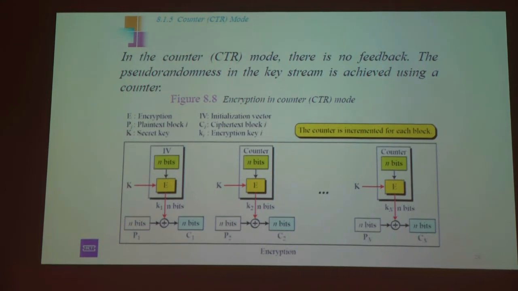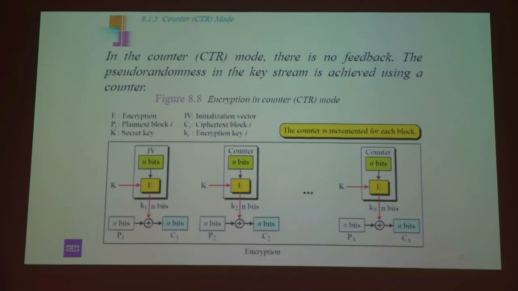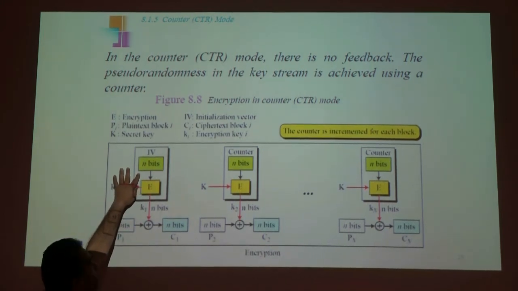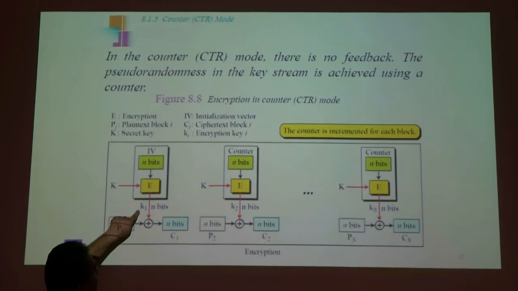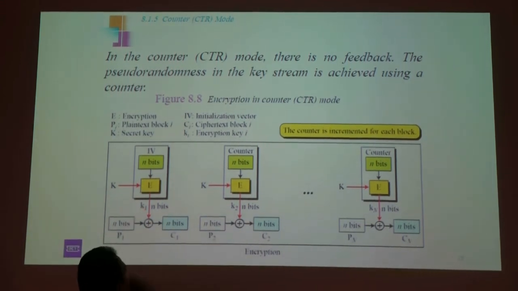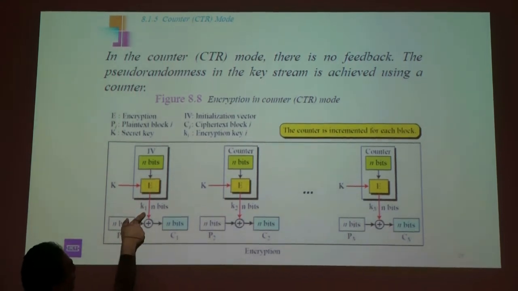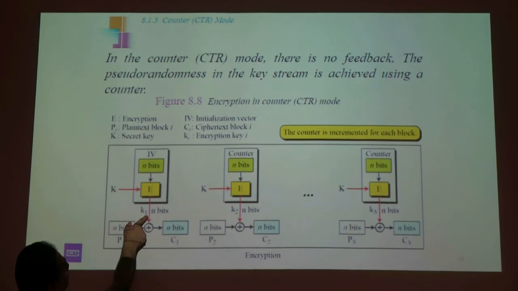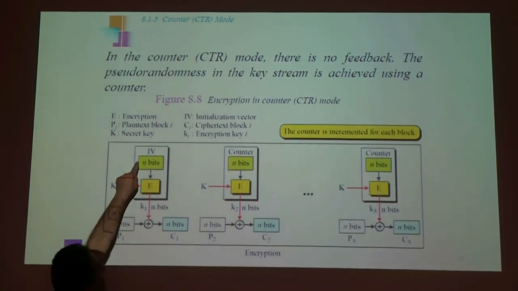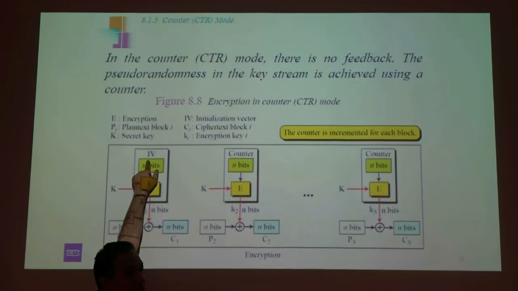The last one is the counter mode. There is no feedback at all. The pseudo randomness in the key stream is achieved using a counter. So basically in here you start with IV, the initialization vector, the key encrypted, that's what generates key 1, key 2, okay? Then we start with the plain text, XORed with the key. Alright. So the IV starts with a value, then it's a counter.